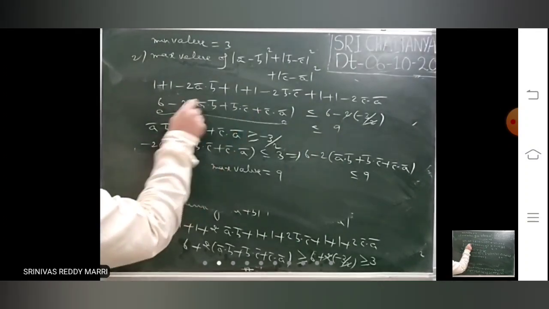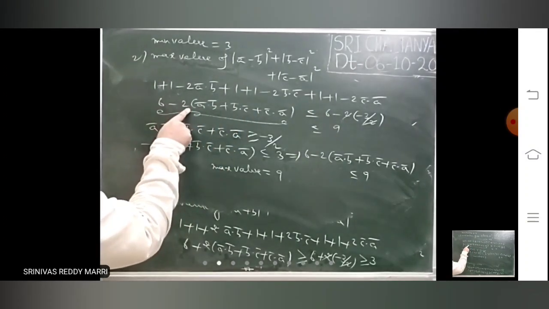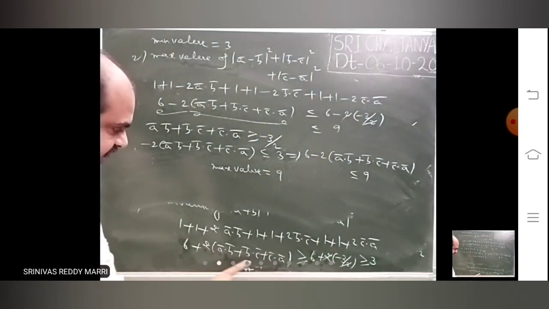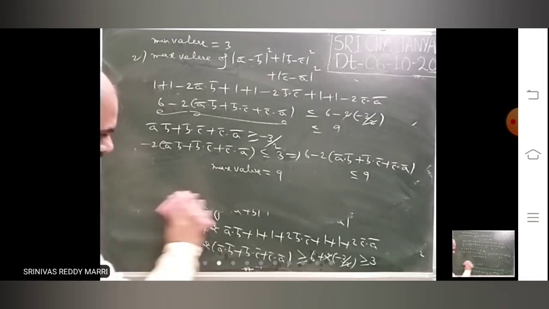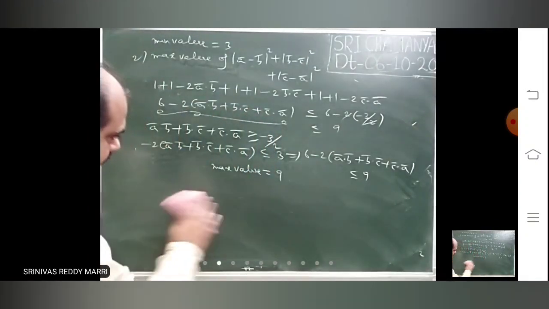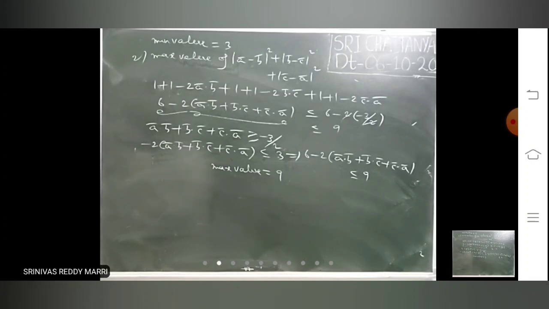Like that, whenever minimum value or maximum value is there, just simply in place of that you substitute minus 3 by 2. Look at, if you substitute minus 3 by 2, it will become 9. In the previous case, if you substitute minus 3 by 2, you will get 3. So this is minimum and maximum models.